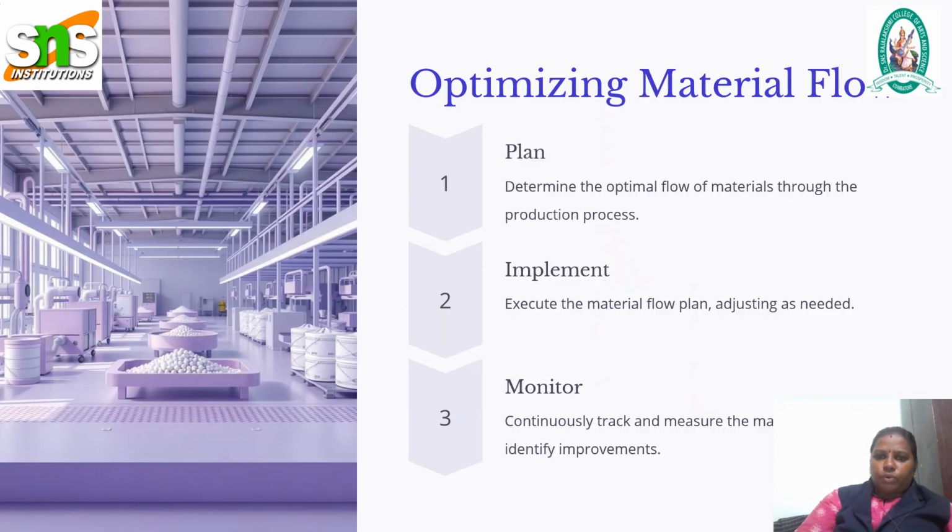Optimizing the material flow system: plan, implement, and monitor. Plan: determine the optimal flow of materials through the production process. Implement: execute the material flow plan, adjusting as needed. Monitor: continuously track and measure the manufacturing, and identify improvements.